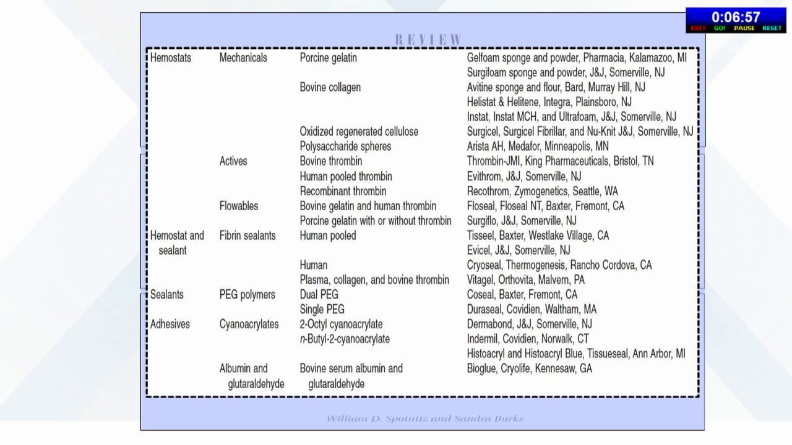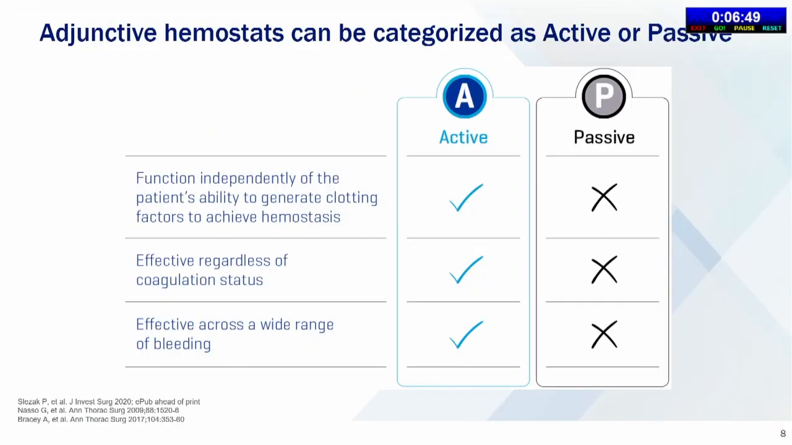Now there are a lot of different hemostats and sealants available, but how do we make sense of this? Sometimes it's really confusing for a surgeon also. What should we do in these cases? We can divide the entire set of hemostats into two categories: active hemostats and passive hemostats. Active hemostats are those which can function irrespective of the patient's coagulation status. The patient could be on antiplatelets, or have coagulopathies like DIC, vitamin K deficiency, or hyperfibrinolysis, and in these cases these hemostats can still work.